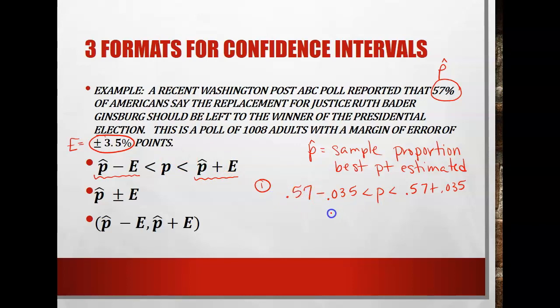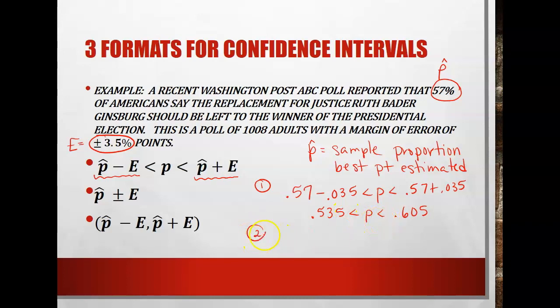So when I do this calculation, I get 0.535 and 0.605. So basically with this margin of error, even though 57% is what's being reported, we could realistically expect anything between about 53.5% to 60.5% as far as the range here.